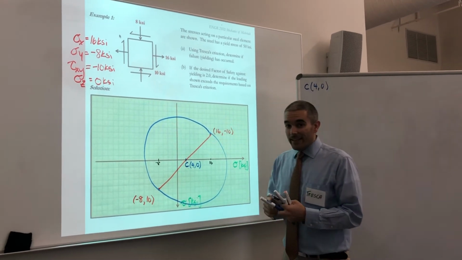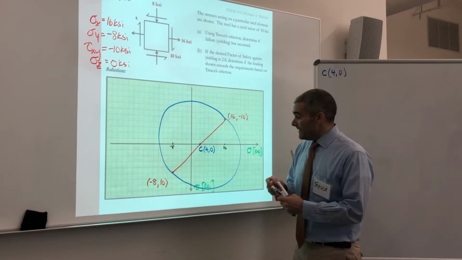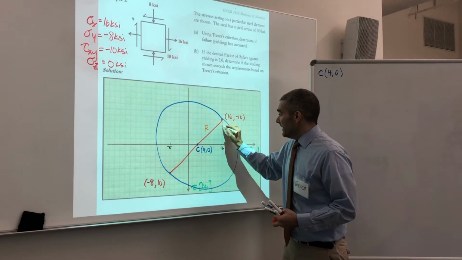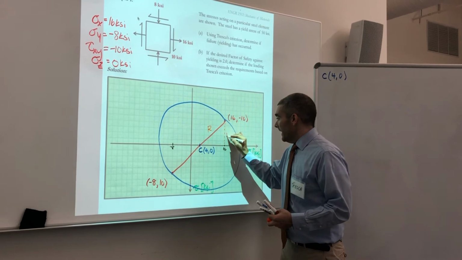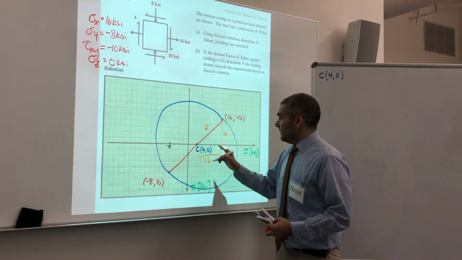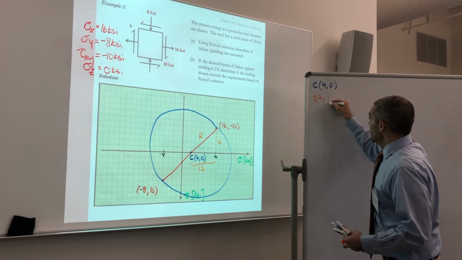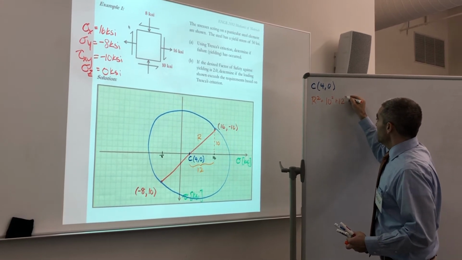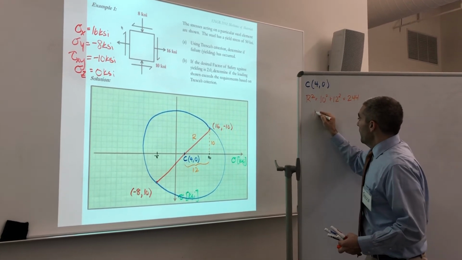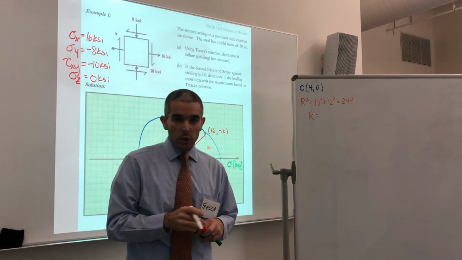And I can identify now what this radius is. So the next step was to figure out what this radius is. My radius, see my height is 10. My distance here is 12. So the radius, r squared equals 10 squared plus 12 squared. That's going to be 244. So r is going to equal 15.62.